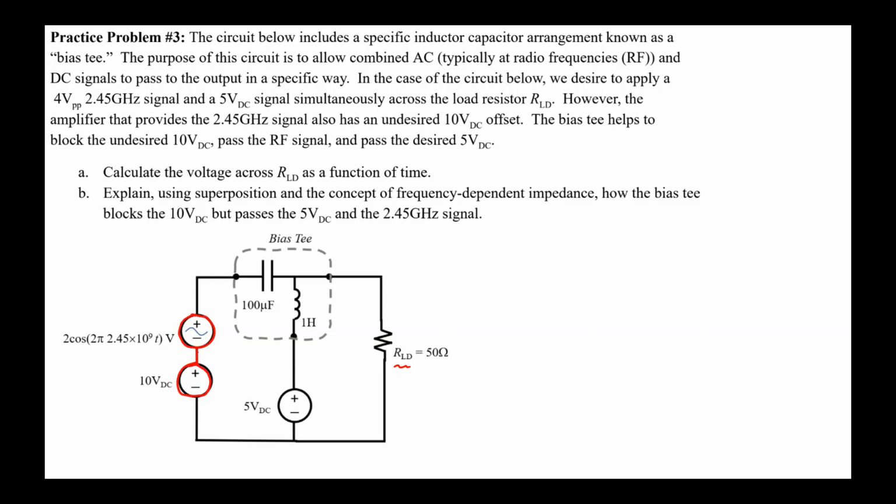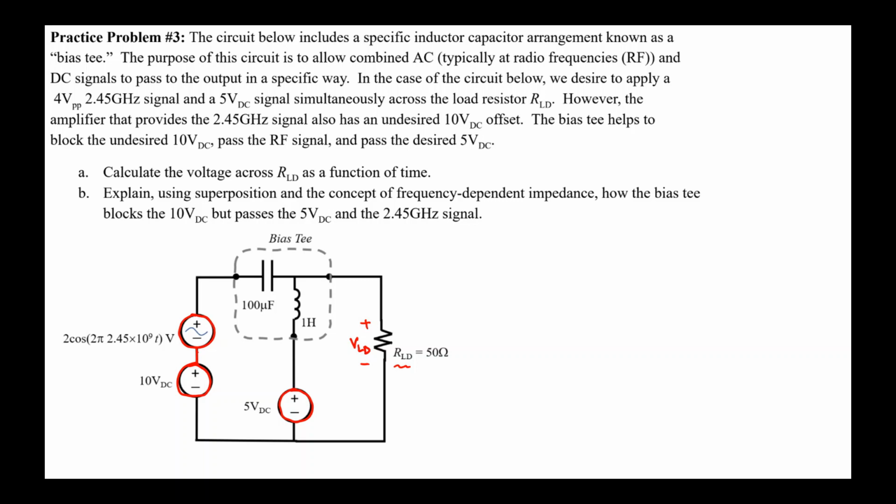The bias T will help us to block that undesired 10 volts DC, pass the RF signal, and pass a desired 5 volts DC that comes from some other source. We're asked to calculate the voltage across our load as a function of time. I'll draw that like so, and call it V load.